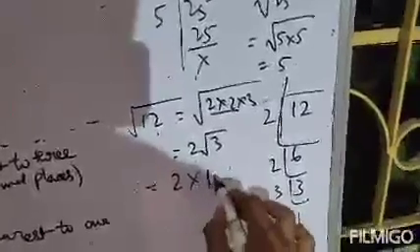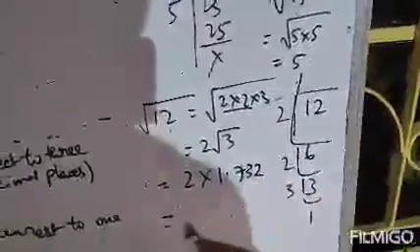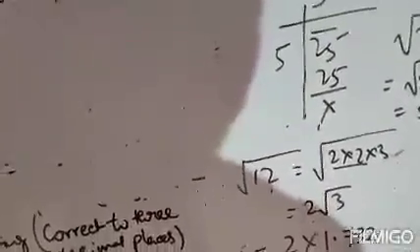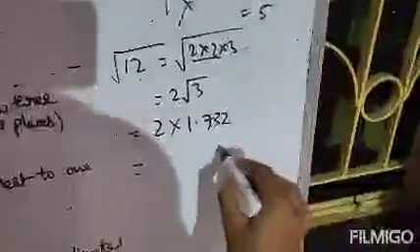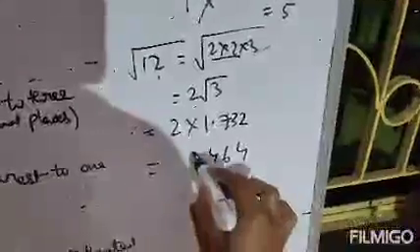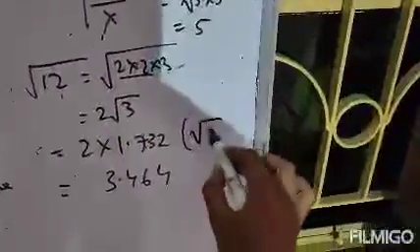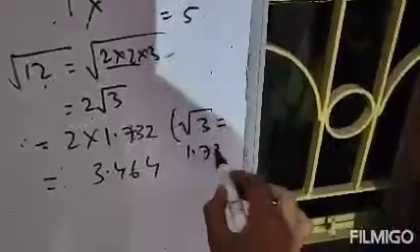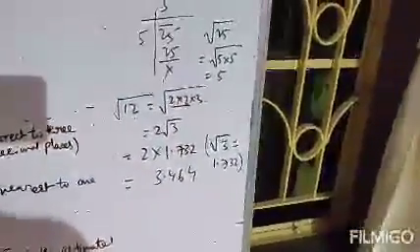Now we already know the value of root 3. What is the value of root 3? Value of root 3 is 1.732. Clear? So multiply it just with 1.732. Clear? So 2 2s are 4, 2 3s are 6, 2 7s are 14, carry 1, 2 1s are 2 and 3. So 3.464. Just write here, it is 1.732. So just multiply it by 2, that means 3.464. Clear?